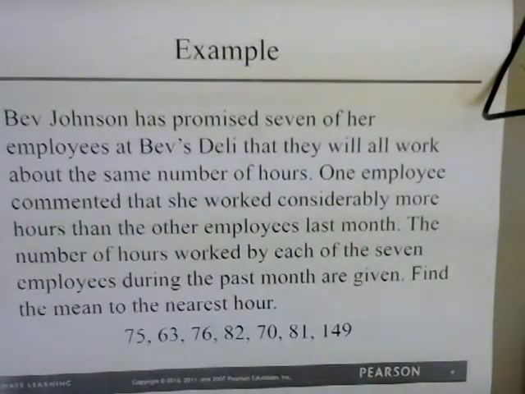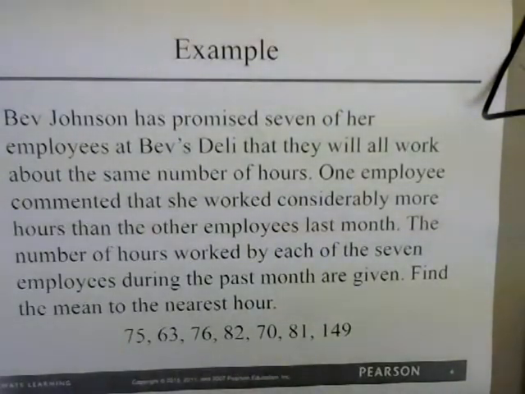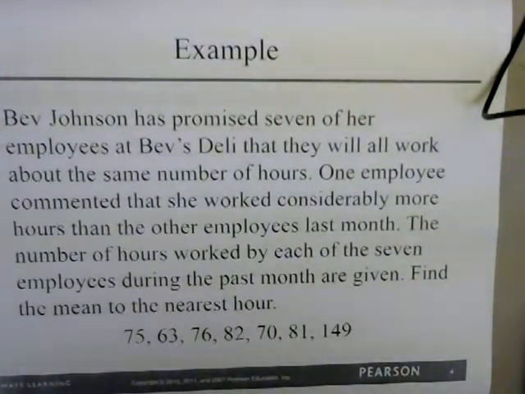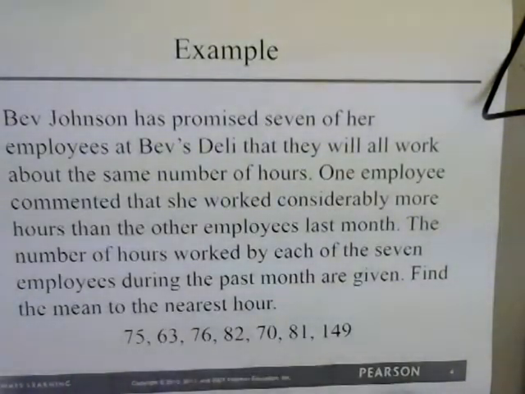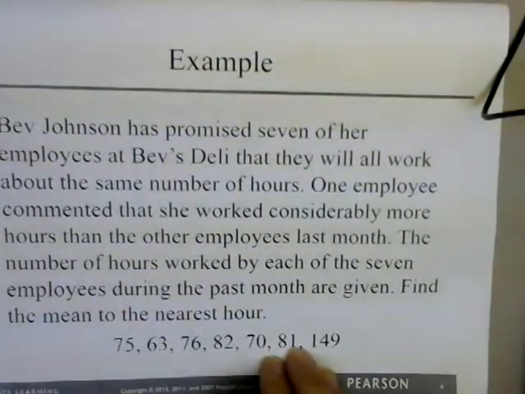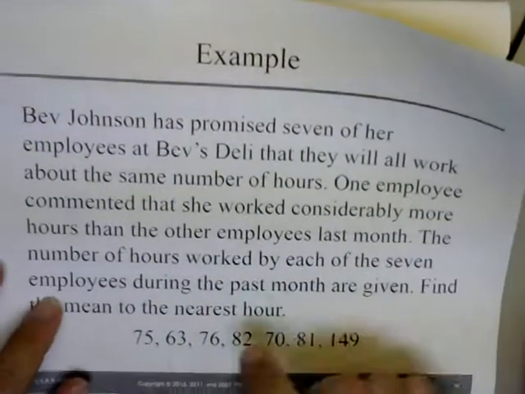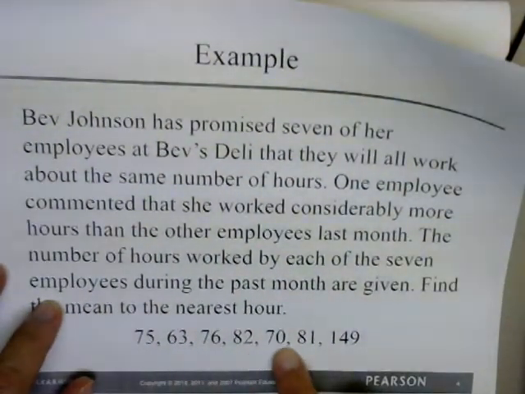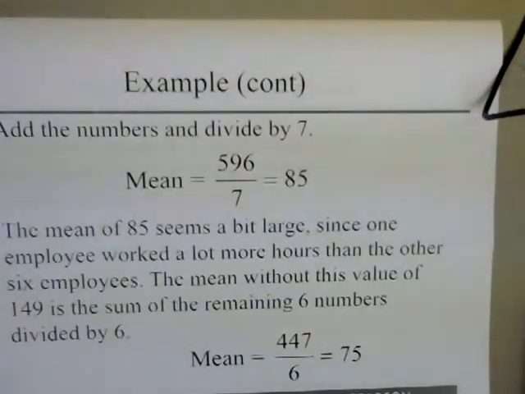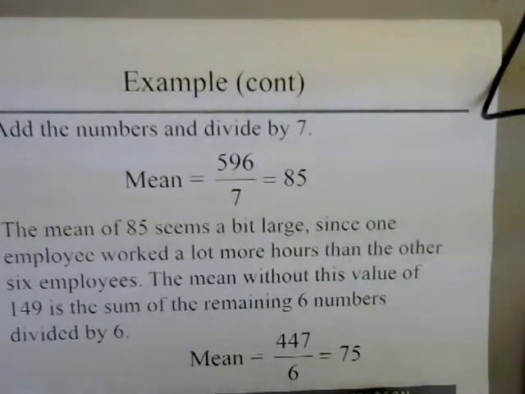Here's another example. Let's go back to Bev, who has promised her 7 workers at Bev's Deli that they all work about the same number of hours. One employee commented that she worked considerably more hours than the other employees last month. The number of hours worked by each of the 7 employees during the past month are given by the following. Find the mean to the nearest hour. To take the mean, you'd add up all the numbers: 75 plus 63 plus 76 plus 82 plus 70 plus 81 plus 149. Hopefully that gives you a sum of 596, and then divide that number by 7. That gives you 85.